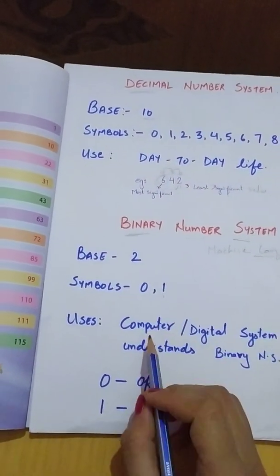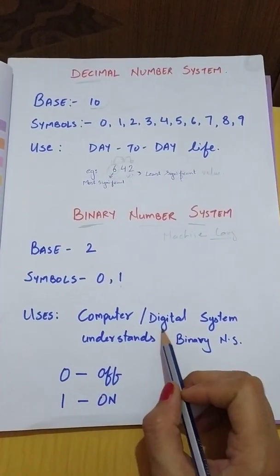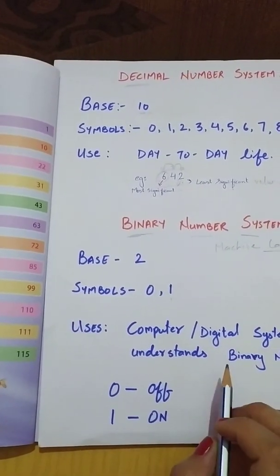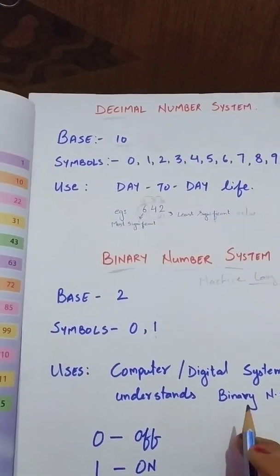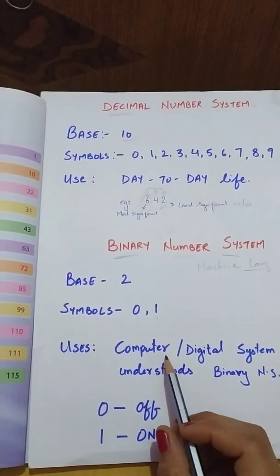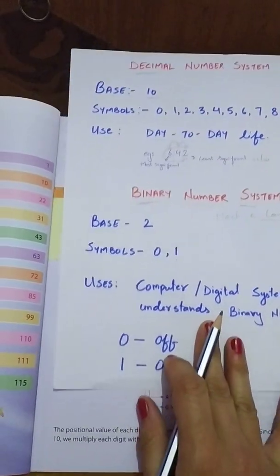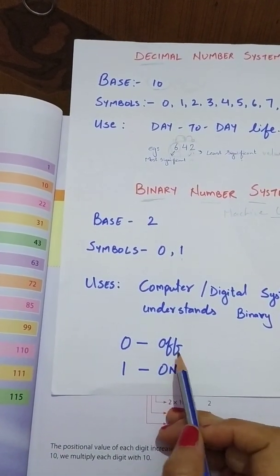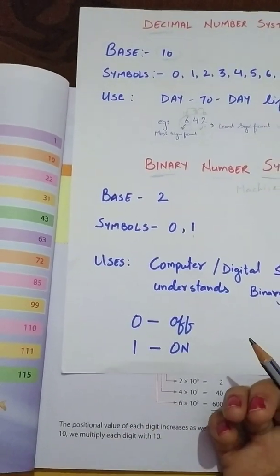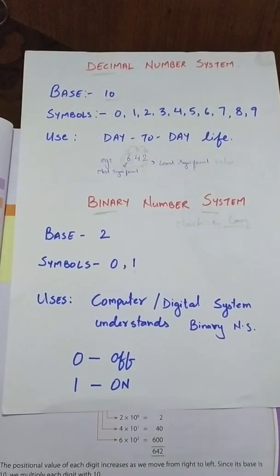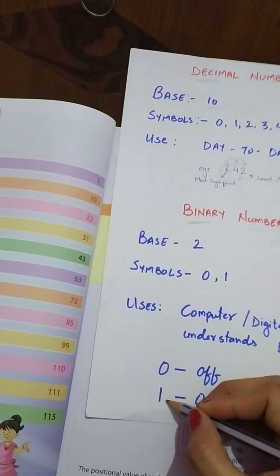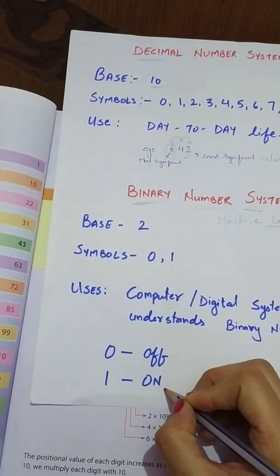And where do we use it? In all computers and digital systems. They understand only the binary number system. Besides this, they don't understand any other number system. So the binary number system is basically designed and used for computers and digital systems. In this, 0 stands for off and 1 stands for on. A computer is an electronic machine or digital system, and an electronic machine has only on and off. So 0 is off and 1 stands for on.